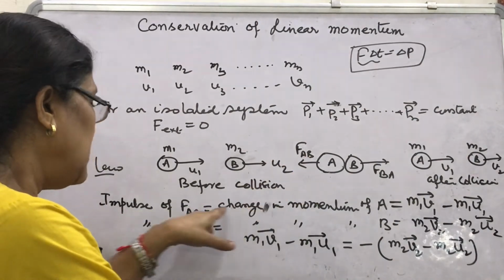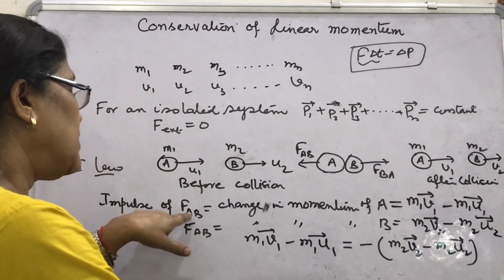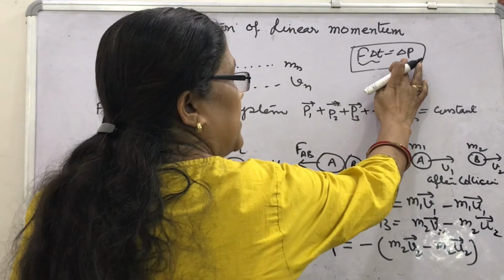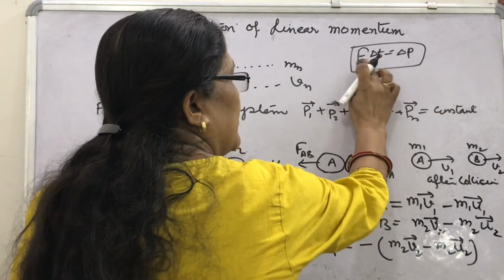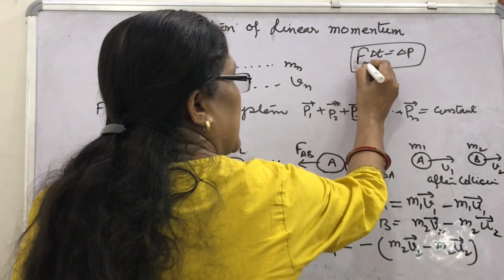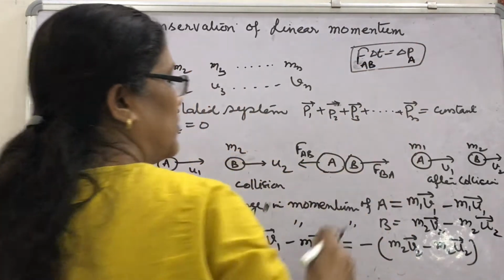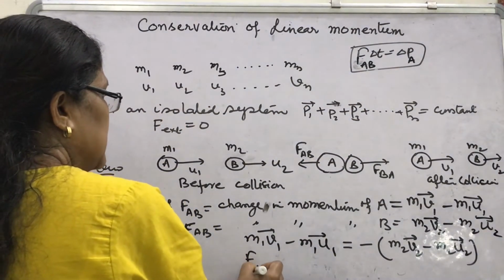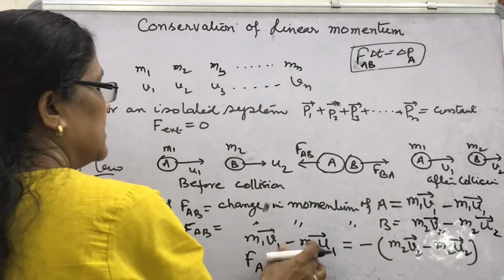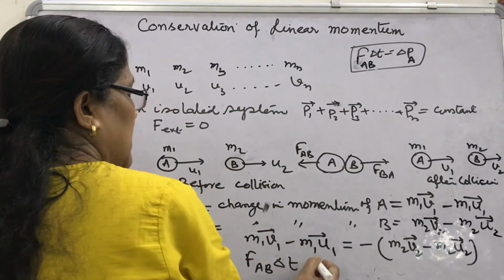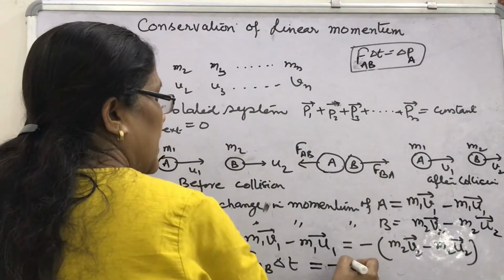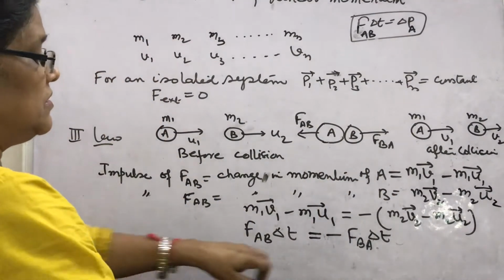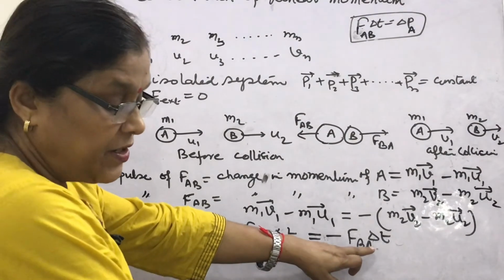Because you know the impulse of FAB is written as F into delta t, equal to delta P. So for FAB, you write FAB here, and this is the change in momentum of body A. Since this can be written as FAB into delta t, this is the change in momentum of body A, and this can be written as minus FBA into delta t.